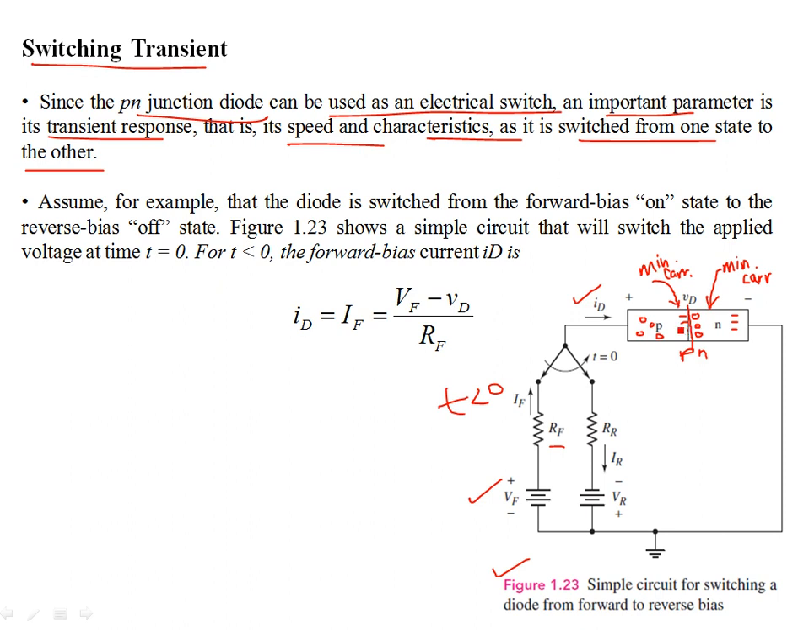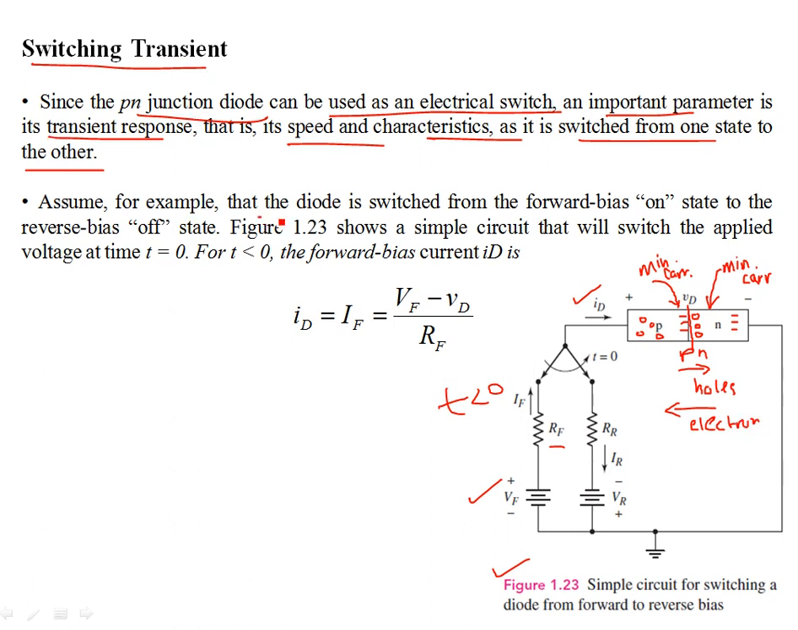Now, due to the forward bias, the majority carriers in one region, the holes from the P region, diffuse across the junction into the N-type region, and the electrons diffuse from the N region to the P-type region, where they become minority carriers. This is what happens when you forward bias the diode. So we have the electrons diffusing from the N to the P region.